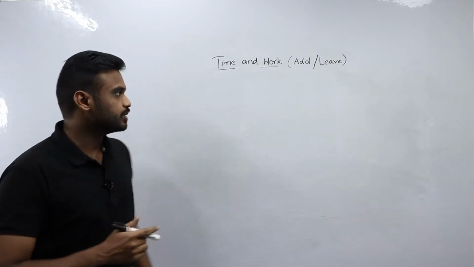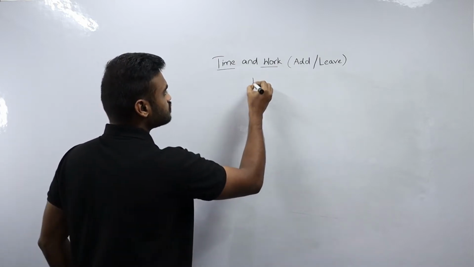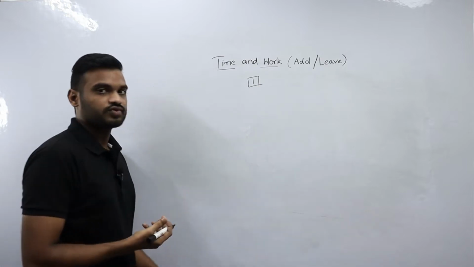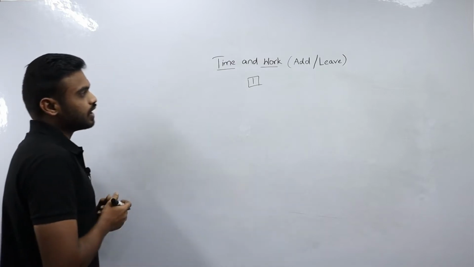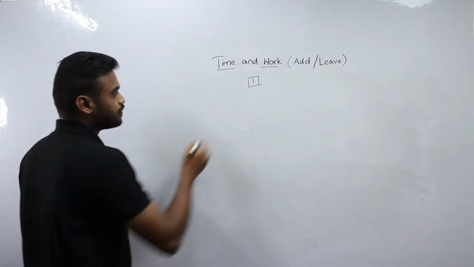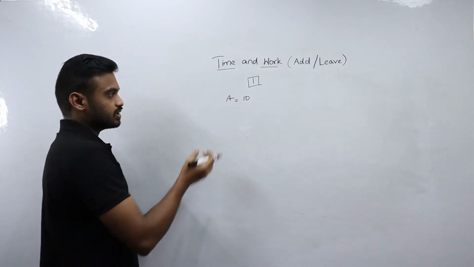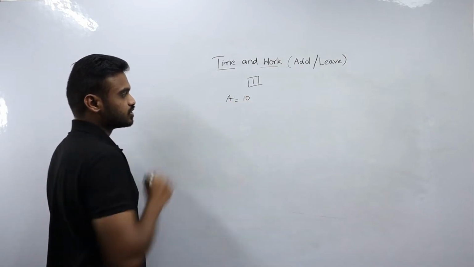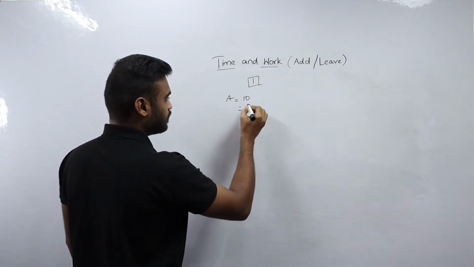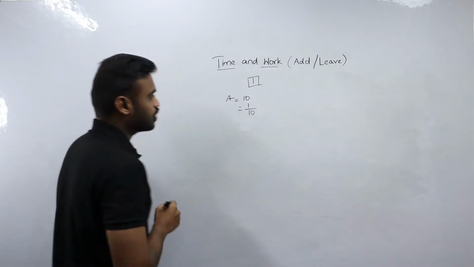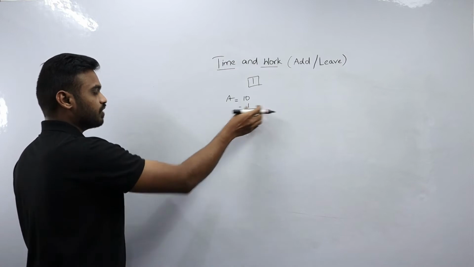Now I am assuming the total amount of work done in time and work will always be one part. I have already told you that in time and work we assume the total amount of work to be done is always 1. I am also considering one example here. Suppose A takes 10 days to complete the work. Now A's efficiency, or A's 1 day's work, will be 1 by 10.